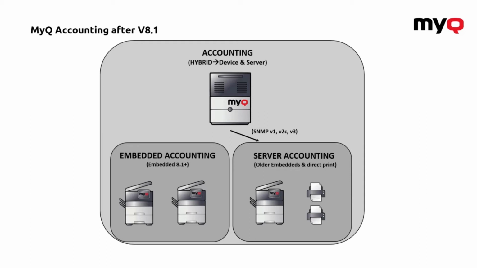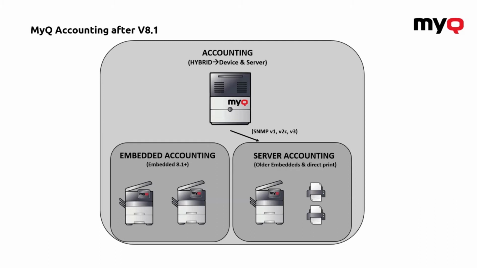At the same time, we still use the old accounting through SNMP version 1, version 2, and version 3, which is used for machines when you are using only direct printing. It's not about the machines with the embedded. We're talking about the small desktop units when there is no embedded at all.